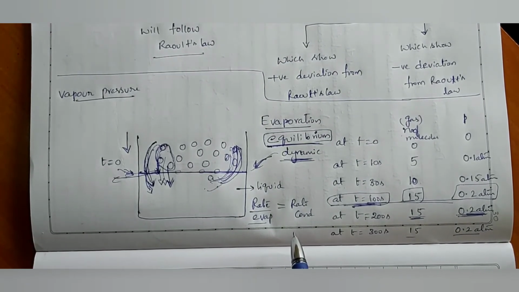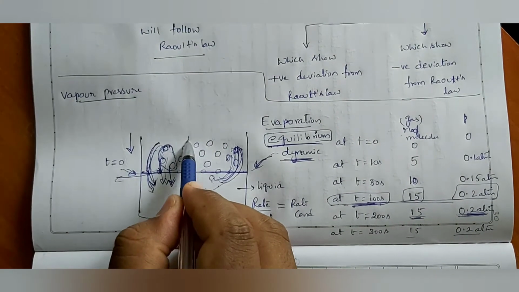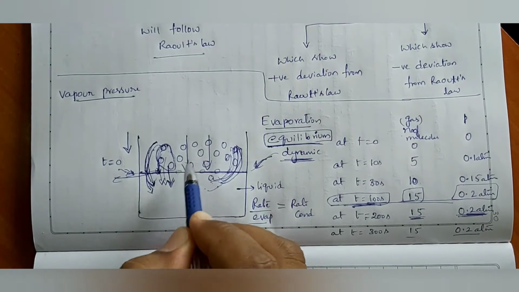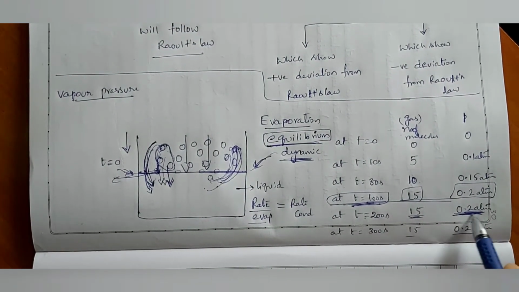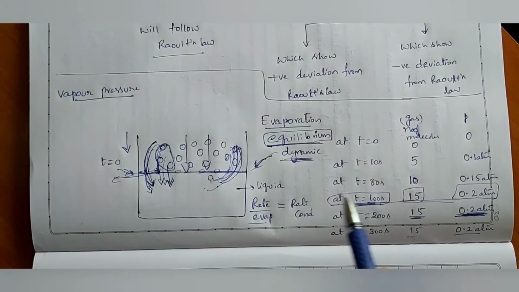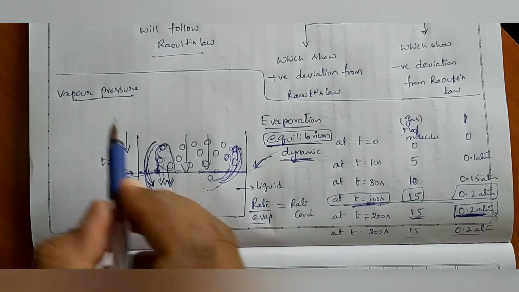Why am I telling this many times? Because at the time of equilibrium only, what is the pressure applied by these gas molecules? These 15 are applying some pressure on the surface of their own liquid. That is called the vapor pressure of that liquid.